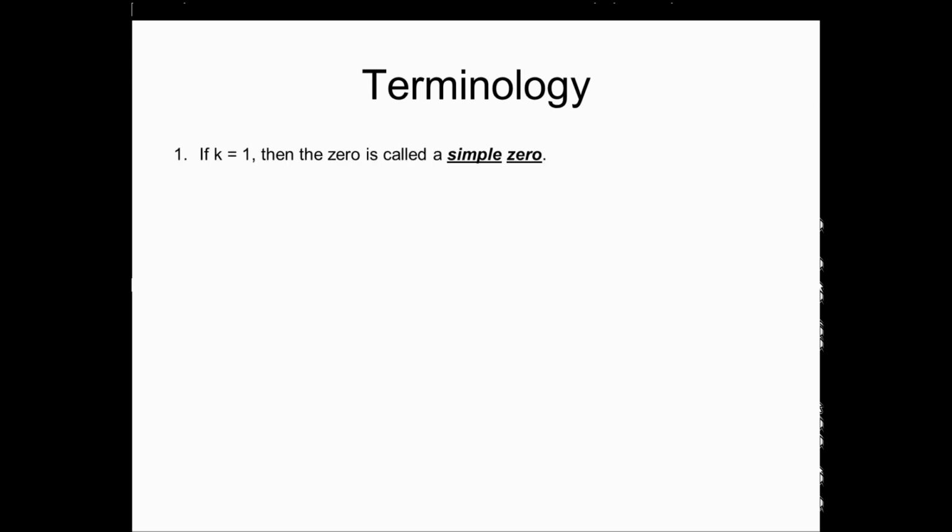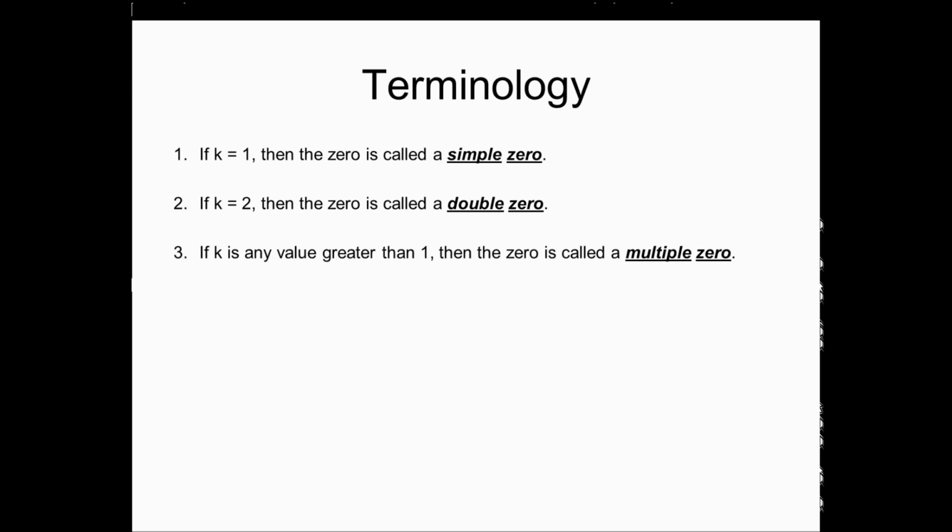Some terminology. Number 1, if k is equal to 1, then the zero is called a simple zero. So multiplicity 1 is a simple zero. If k is equal to 2, then the zero is called a double zero because it occurred twice. You could also say triple zero if k is 3. And if k is any value greater than 1, then the zero is called a multiple zero. So we have simple zeros and multiple zeros.